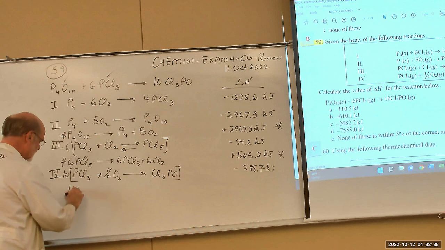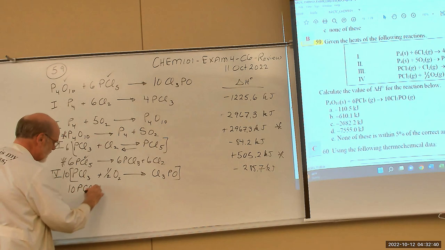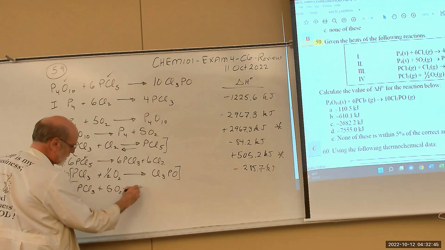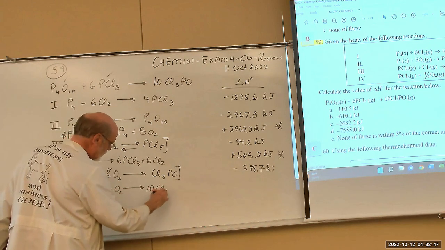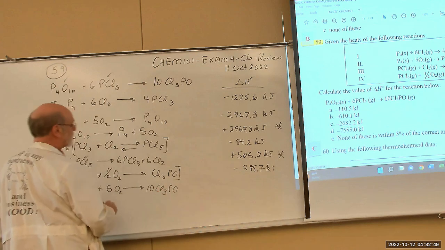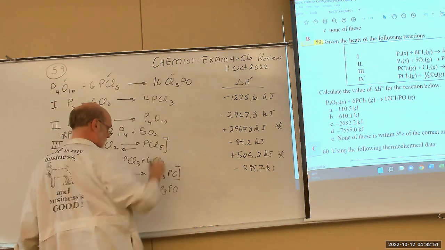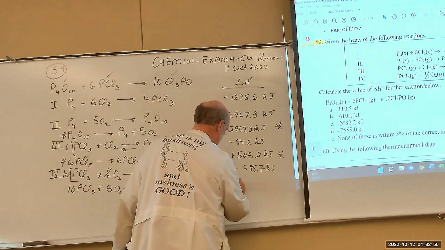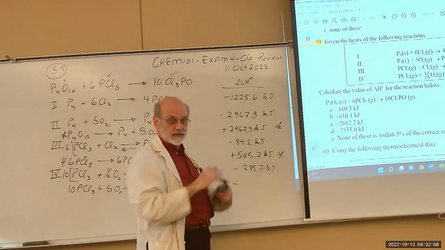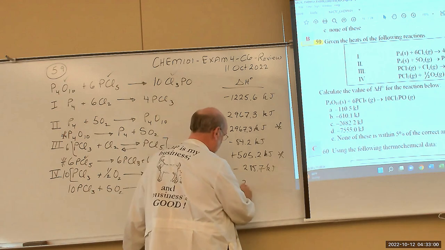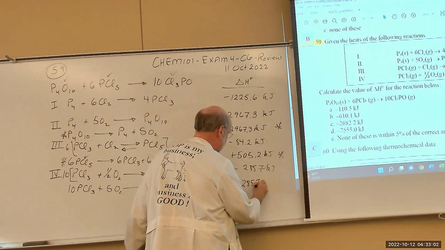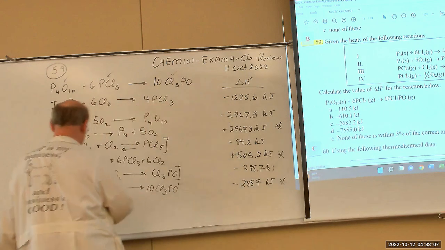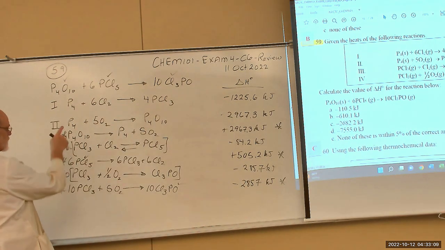10PCl3 plus 10 times 1/2 is 5O2, and then 10Cl3PO. So now we've got that from here. But the delta H has to be multiplied by 10 also. We don't have to change the sign because we didn't flip the equation. 2857 kilojoules. So we're going to use this one, and this one.